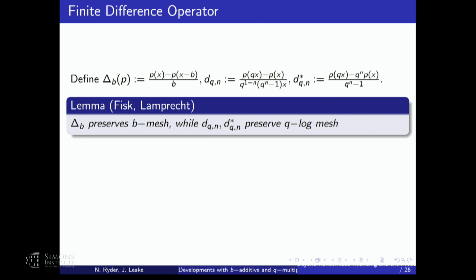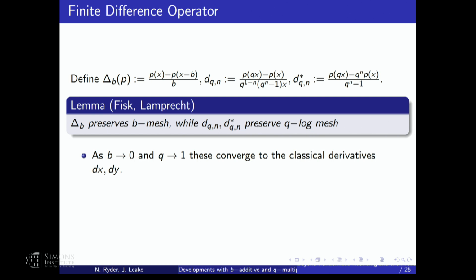These are well-studied objects, and Fisk, in fact, in his giant book of polynomials, has a whole chapter about affine transformations and how they affect polynomials, and he studies a lot of properties about these kinds of things. One of the nice things he proves, which is pretty elementary to show, is that the finite difference preserves b-mesh, and both of these q derivatives preserve q log mesh.